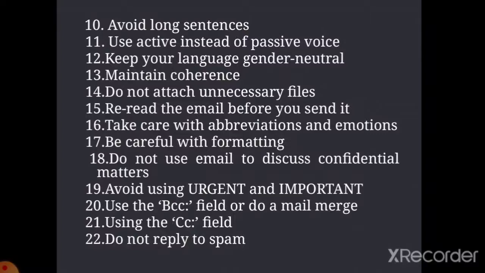Take care with abbreviations and emotions. Okay, you should avoid abbreviations like ASAP, FWD, because it may happen that some persons do not know that ASAP means as soon as possible, FWD means forward. Okay, PFA means please find attached. Okay, it may happen that many persons do not know these full forms. Okay, so we should avoid abbreviations and emotions.